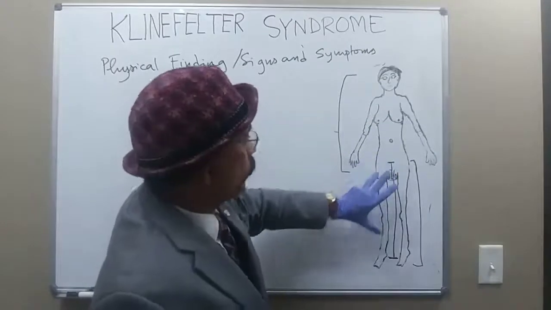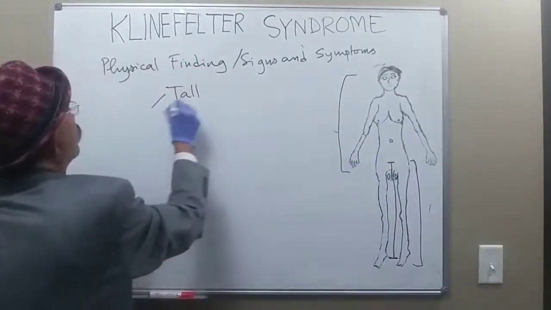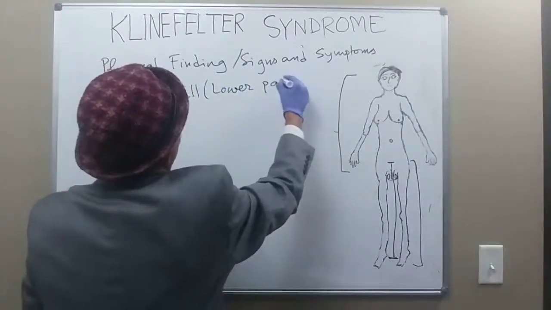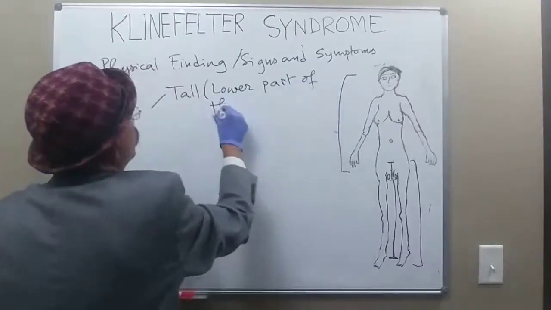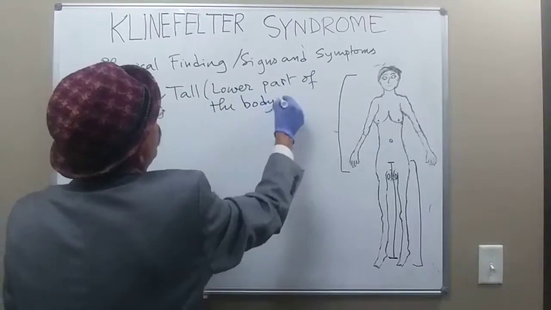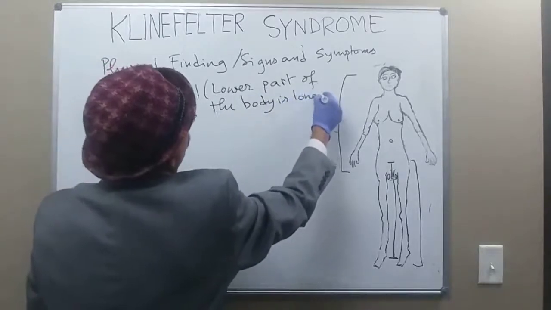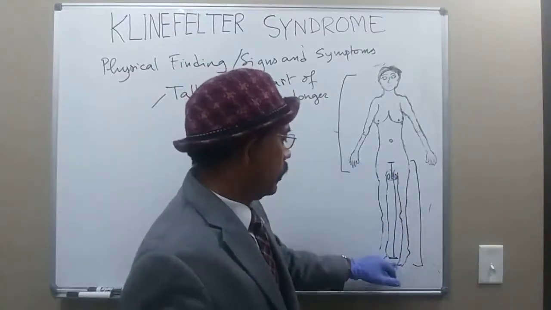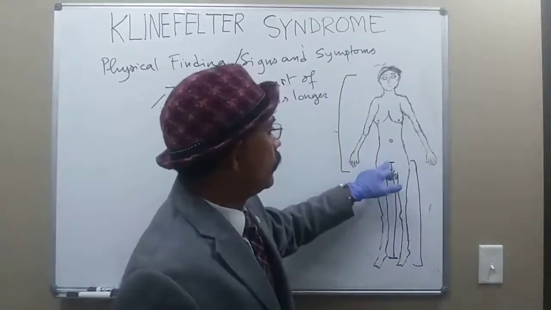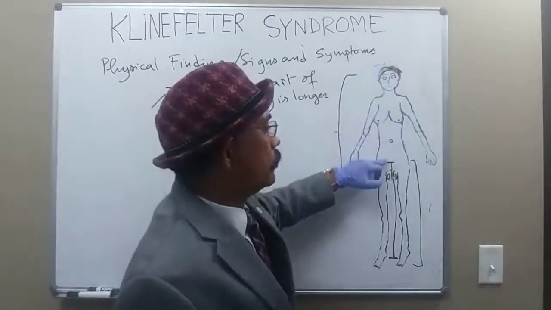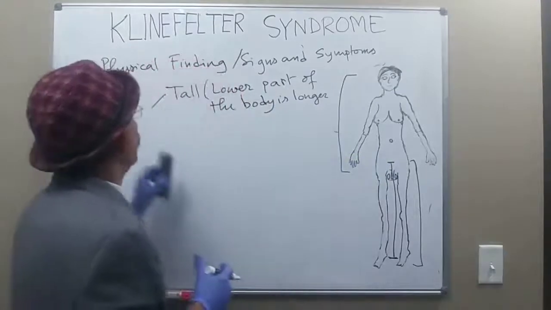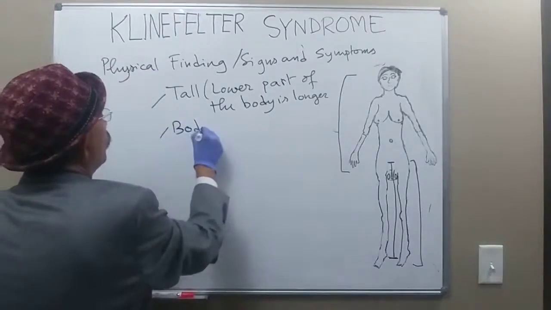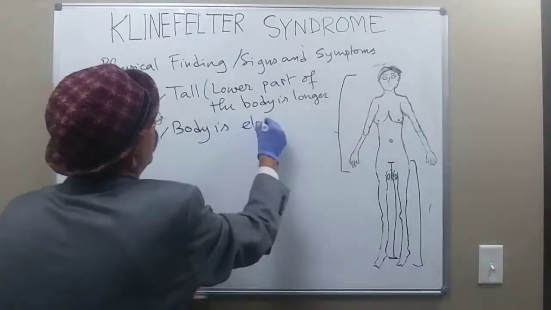So the lower part of the body is longer. The height from the sole to the pubis is more than from the crown to the pubis. So they are tall, disproportionately tall, and the body is elongated.